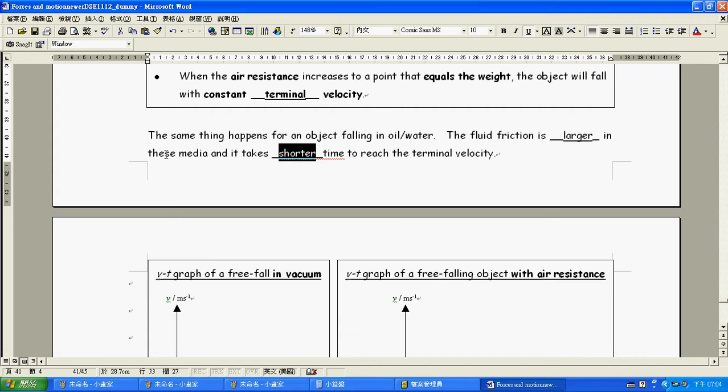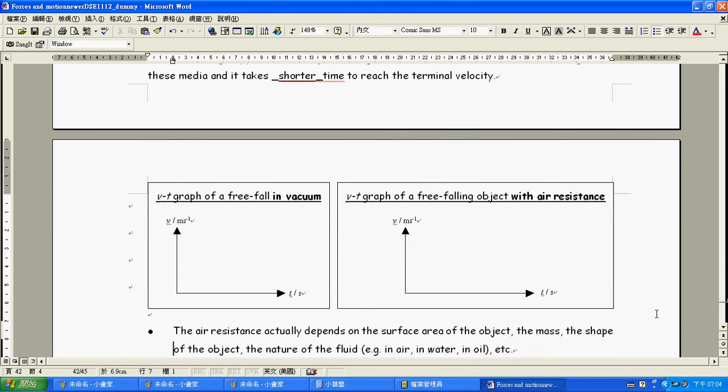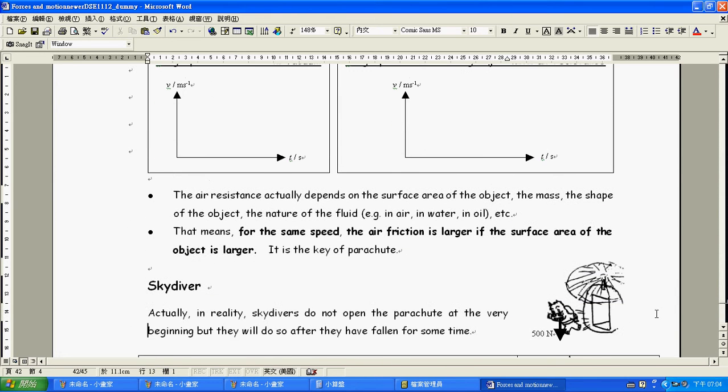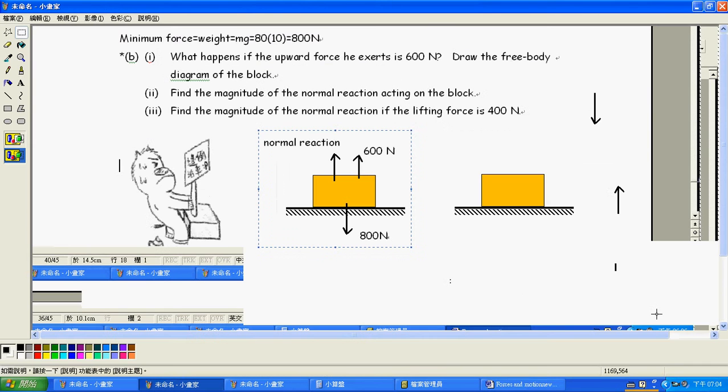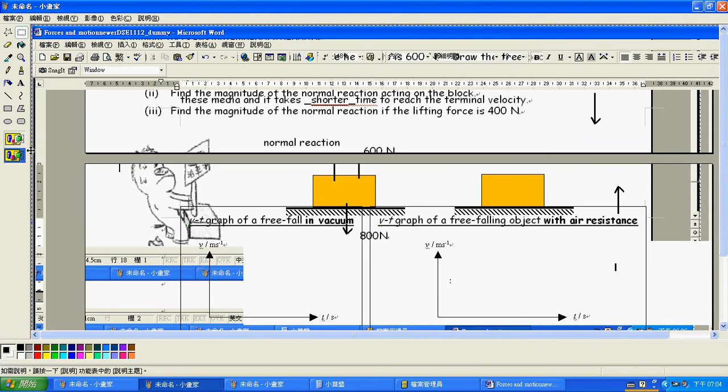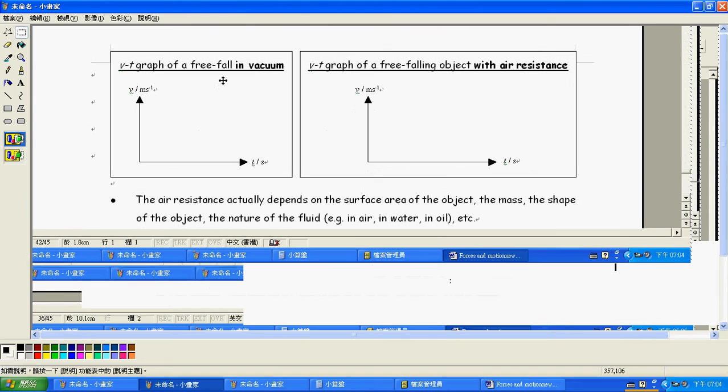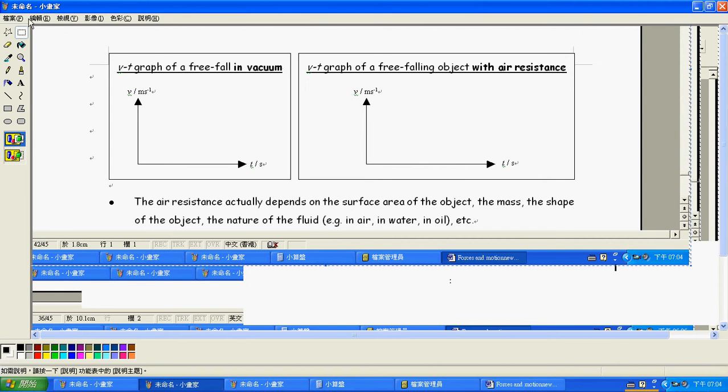With that we come to the next page. The next page is on the VT graph of an object falling in vacuum and in air. So let me capture this screen and paste it on this Paint application.